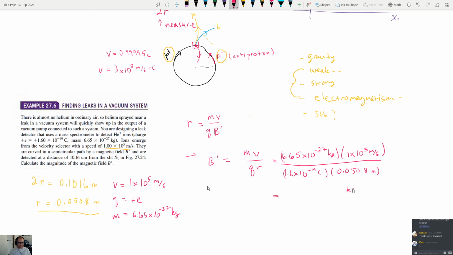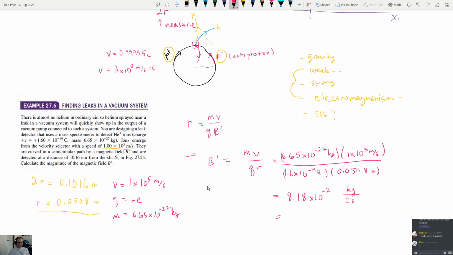So what do we have? We have kilogram divided by coulombs times seconds. Kilogram, meters cancel. Okay, and then what do we get for the number? 8.18 times 10 to the negative 2. Let's see if anybody else gets the same answer.